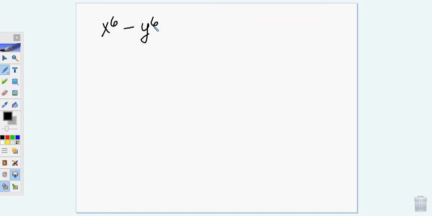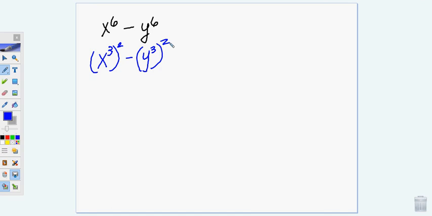So, what I want you to do when you look at this is, I want you to see, okay, that it is the difference of two squares. That's how I would see it, because the difference of squares is my favorite, right? What I see here is this. I see that this is x cubed squared minus y cubed squared.